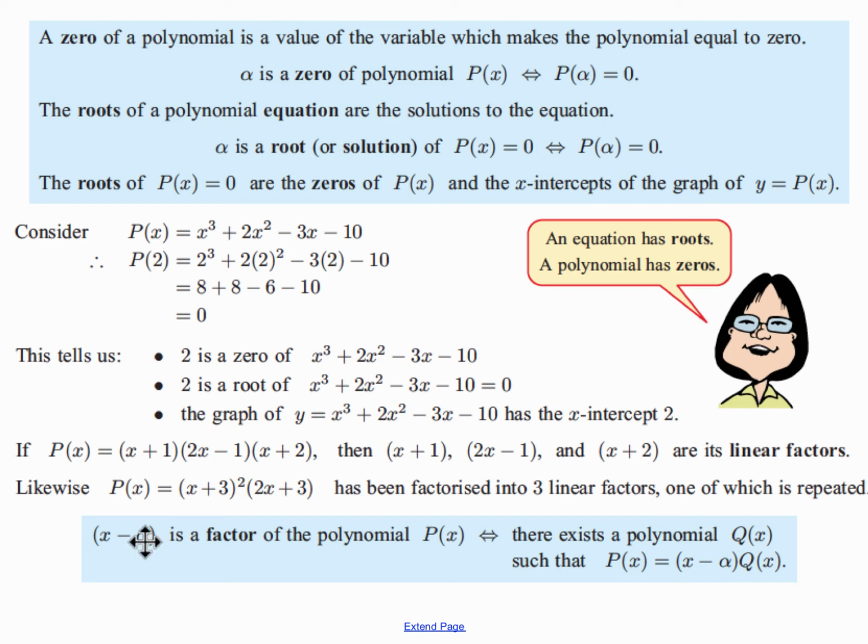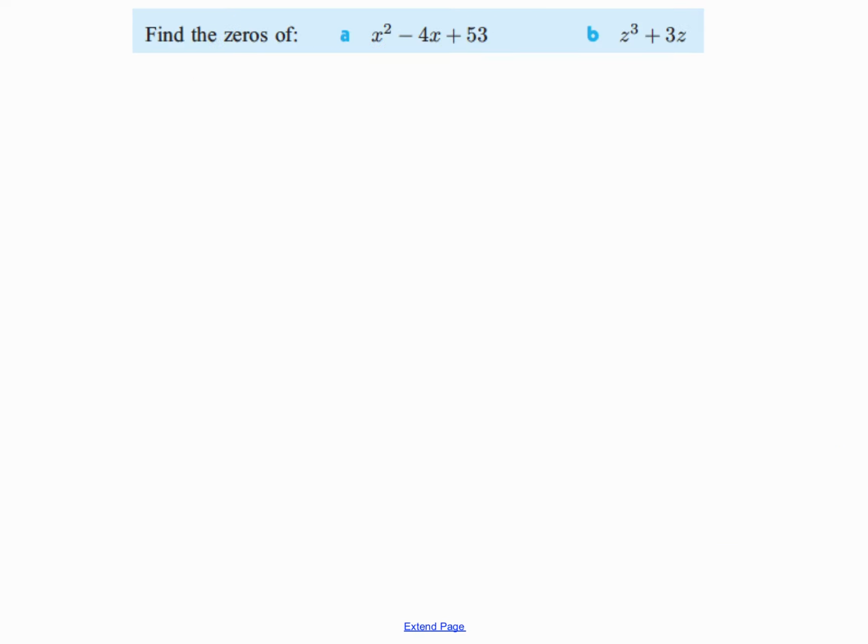So if x minus alpha is a factor of a polynomial p of x, there exists a polynomial q of x such that p of x equals x minus alpha times q of x. All right, that's a whole lot of mathematical speak.